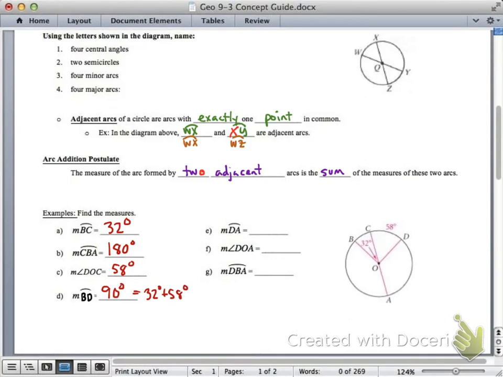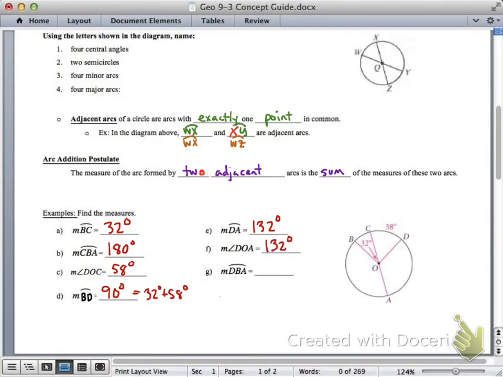The measure of DA, just like we can add, we can really subtract here as well. CD plus DA have to equal the semicircle here of CDA. So 180 minus 58 will be 132 degrees. That's the measure of arc DA. The measure of angle DOA will be equal to the arc DA, so that's also equal to 132 degrees.